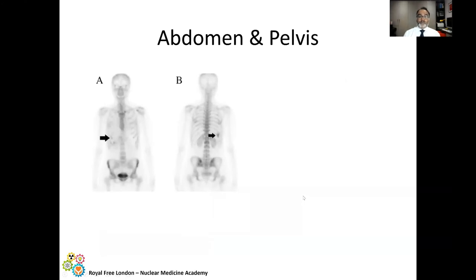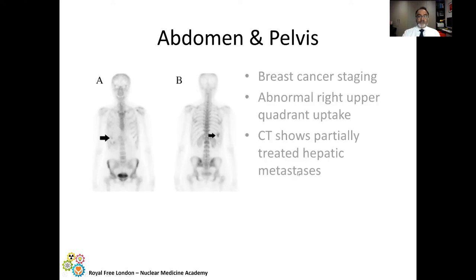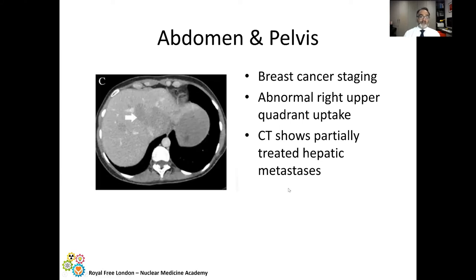Similarly, we've got focal uptake here, but on the right side of the abdomen. Again, are we thinking, could this be in the rib? But it doesn't quite look like it's on the rib. It looks more intercostal on the posterior image. This is actually a patient who's having a breast cancer staging scan, and they've got abnormal right upper quadrant uptake. So this is a partially treated hepatic metastasis.